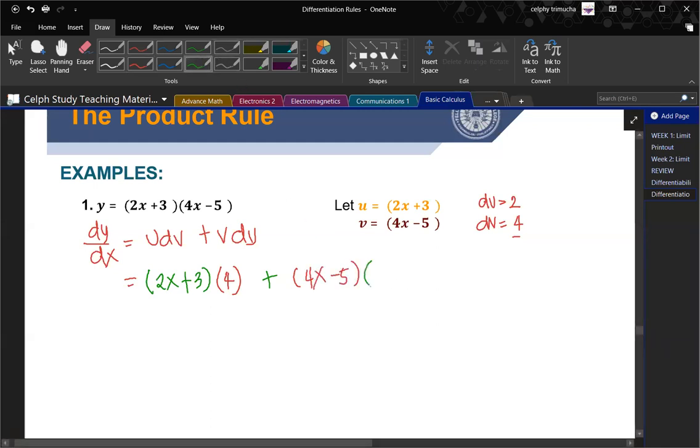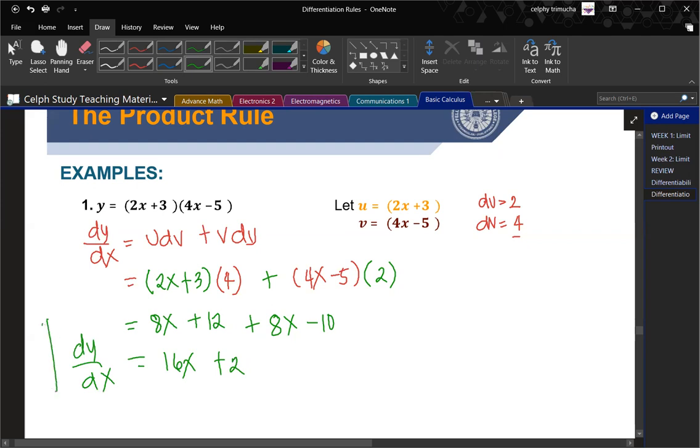Then, aton nga du which is 2. So, perform natin din ang operation. So, distribute lang. We have 4 times 2x, that will be 8x plus 12 plus 8x minus 10. So, we have 16x plus 2. So, aton dy all over dx is equal to 16x plus 2.